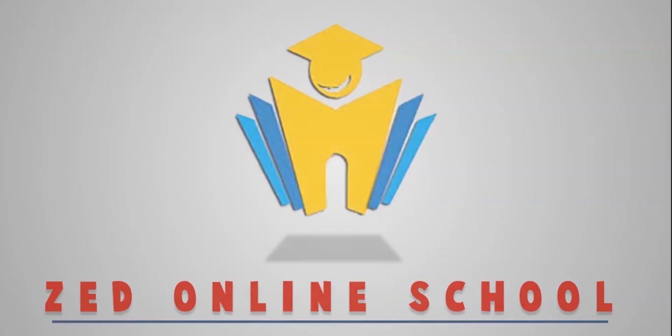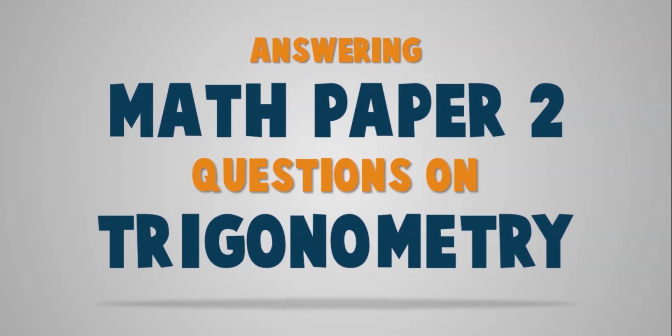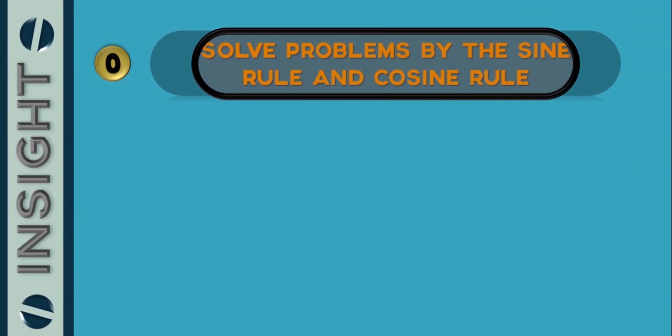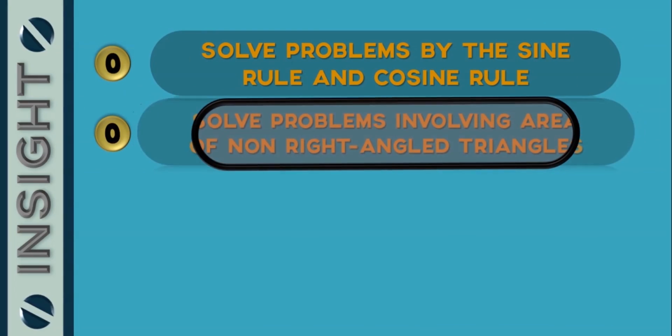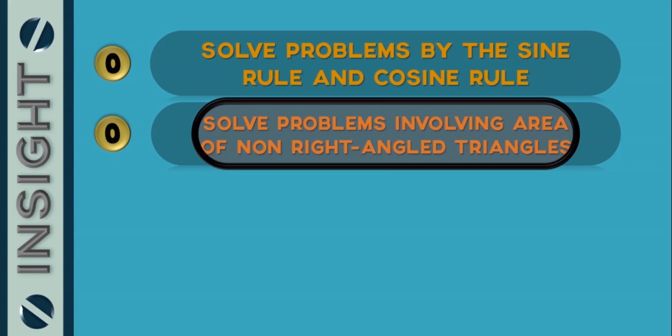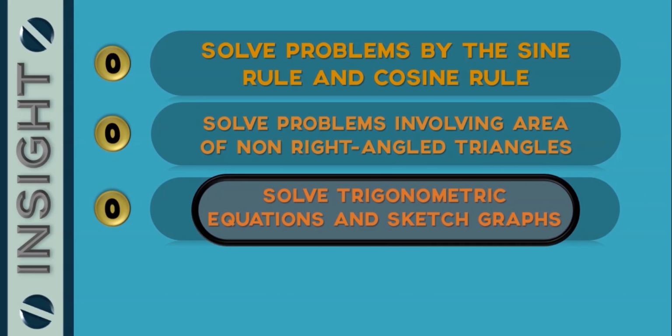In this video, you and I are going to be answering mathematics paper 2 questions on trigonometry. By the end of this video, you will be able to solve problems by using the sine rule and the cosine rule. You will be able to solve problems involving area of non-right angled triangles. You will also be able to solve trigonometric equations and sketch graphs, for example, the sine graph.